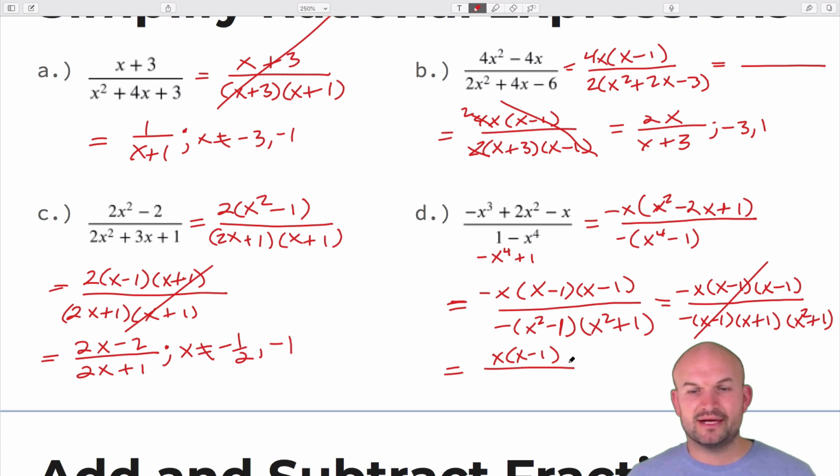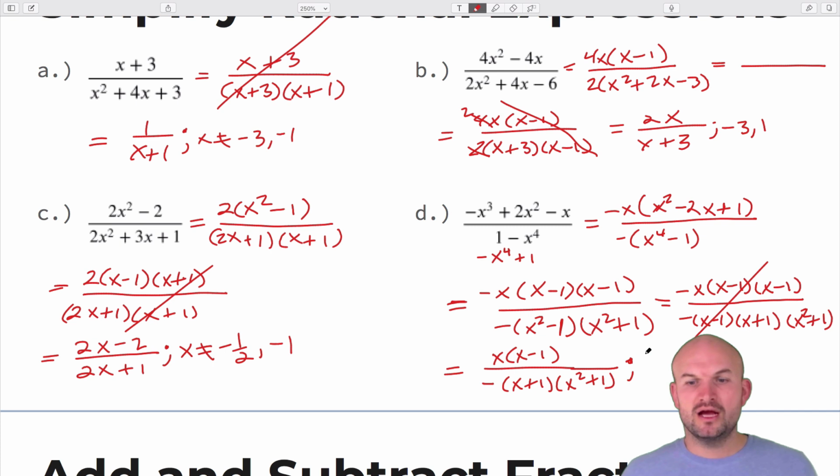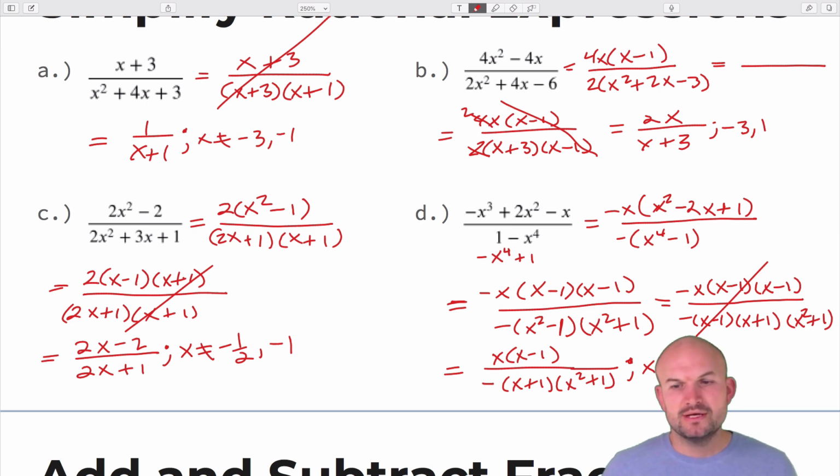And then in the denominator, I'm going to be left with a negative x plus 1 times an x squared plus 1. Now again, we don't need to consider the x squared plus 1 as a restricted value because if you set that equal to 0, you get the square root of negative 1, which is plus or minus i. So my restricted values here are only going to be from here: x cannot equal positive or negative 1. Okay? So there you go, ladies and gentlemen.